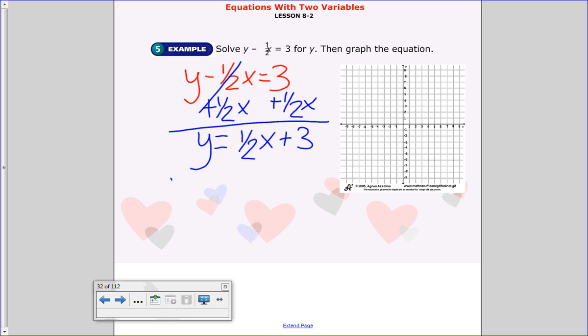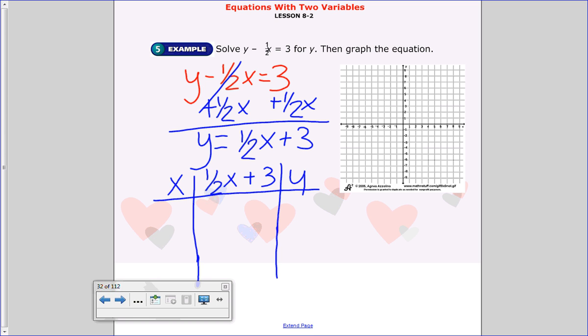So now I make my table of values. All right, and I'm going to tell you right now, I'm probably going to pick only even numbers for x's because of this 1/2 in here. Because I don't want to have to graph like a 0.7 or 6/10 or anything like that. So I'm going to stick to even numbers. That's going to get rid of that denominator.